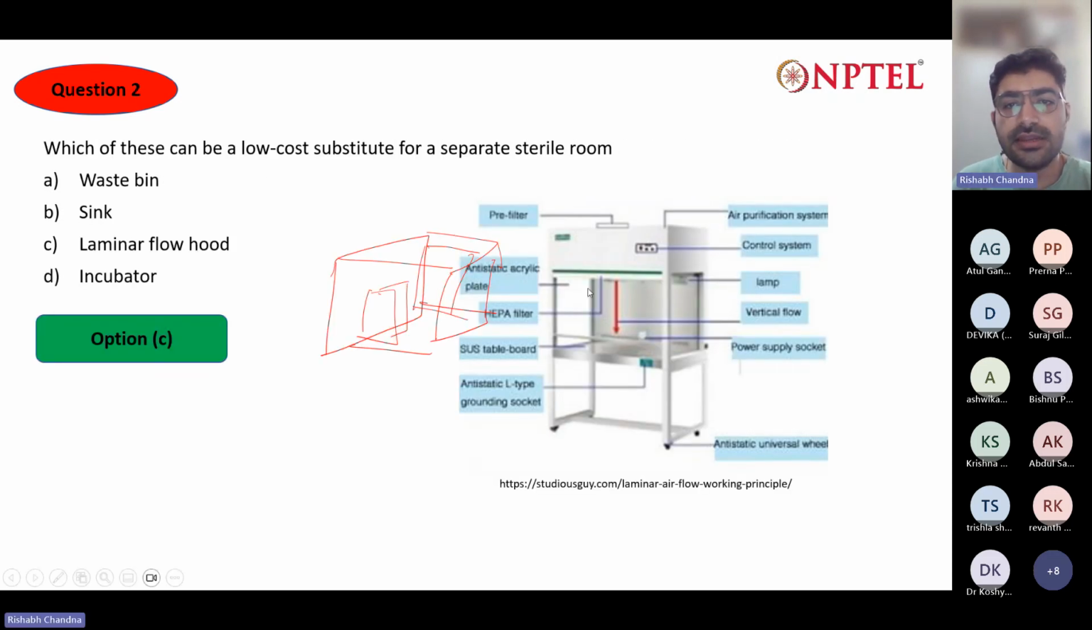So this is the basic diagram of a laminar flow hood that we use in our cell culture systems. There is an inflow of air that filters the impure air coming from outside, and it passes through a filter that allows only pure air to pass through. And this is the working bench where we can keep our cells and all the materials that we are using.